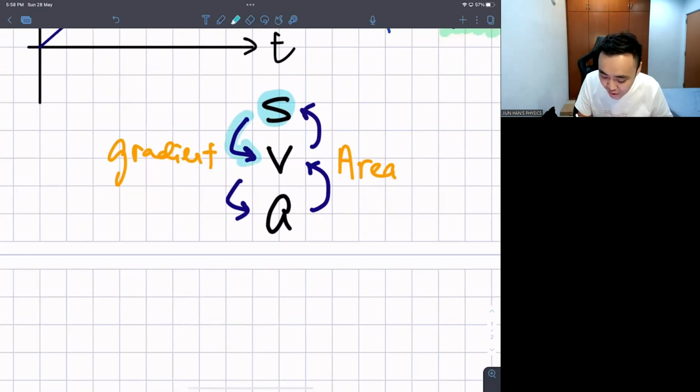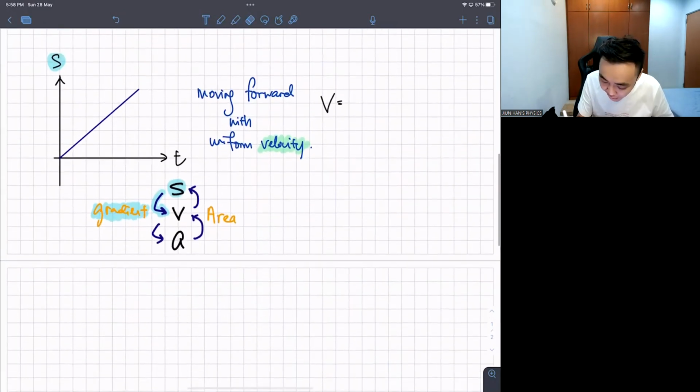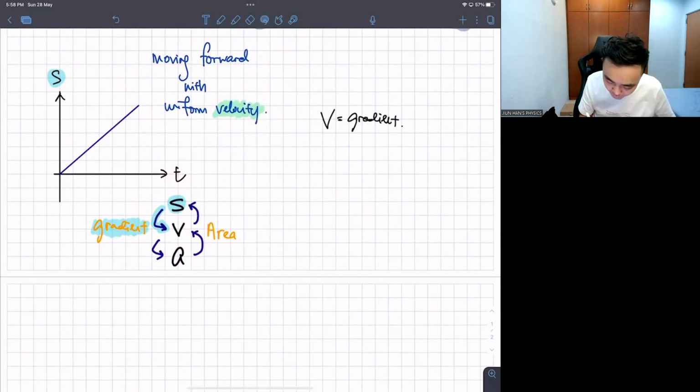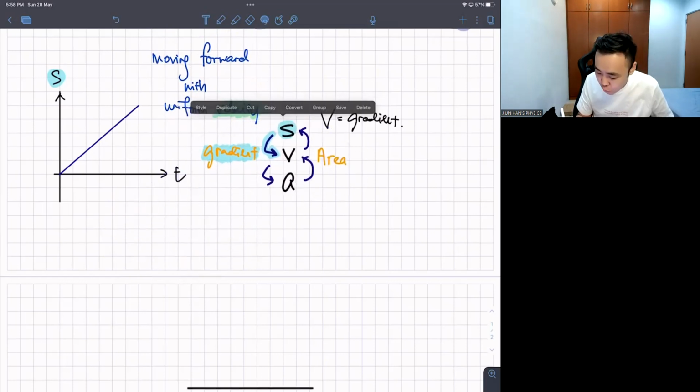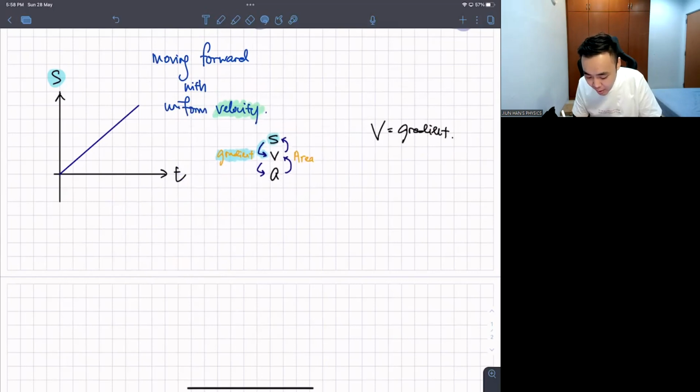What does it say on this side? Gradient, correct. So that means what? In this motion graph, if you want to calculate velocity, you calculate the gradient of the graph. Get it? That's the trick here. Can? Anybody? Never mind. We do a few more. Okay, relax. Because I just want to get you to understand what to calculate.